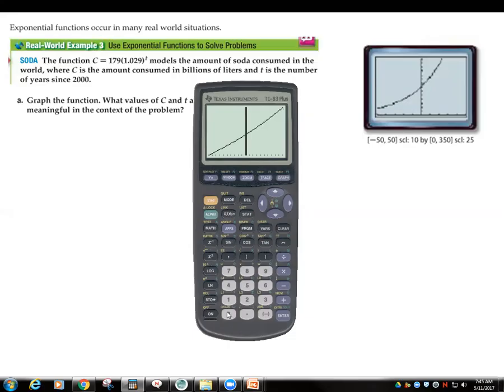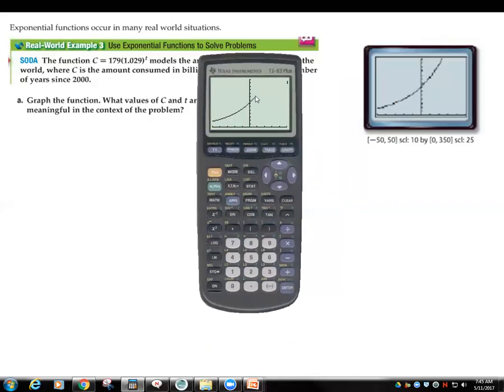Now this one, it's kind of hard to see. It looks like it's a line, and I think what happened was they zoomed out far enough that you're just seeing such a small piece of the graph that it doesn't really look like much of a line. But if we change the window to the one that they set up, where x goes from -50 to 50, scaled by 10, and y goes from 0 to 350, scaled by 25, now if I graph it, it's going to look a lot more like their graph.